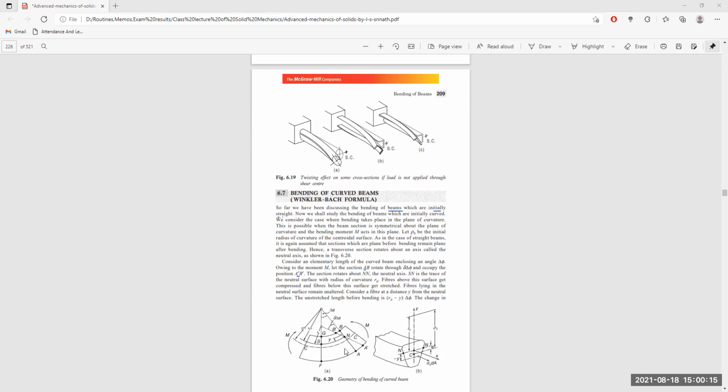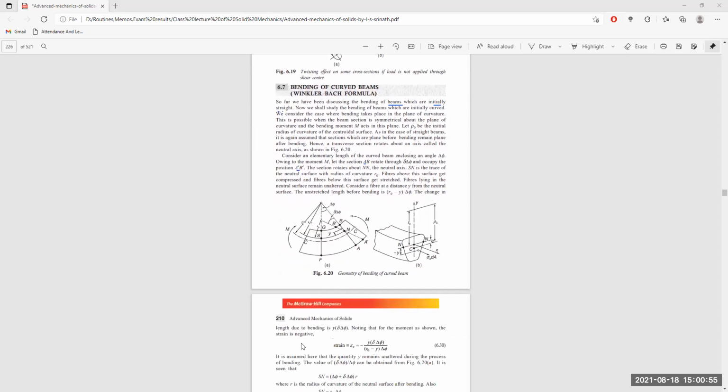Now, let us consider another fiber at a distance y from the neutral axis itself. The unstretched length before the bending is R0 minus y into delta phi. R0 minus y means somewhere here. R0 is the radius of the neutral axis. The unstretched length before the bending was R0 minus y into delta phi.